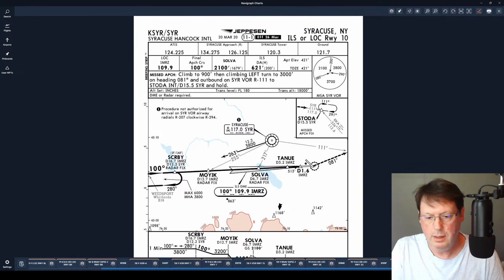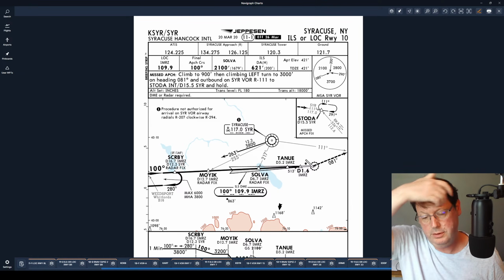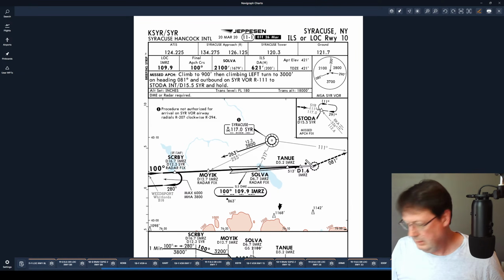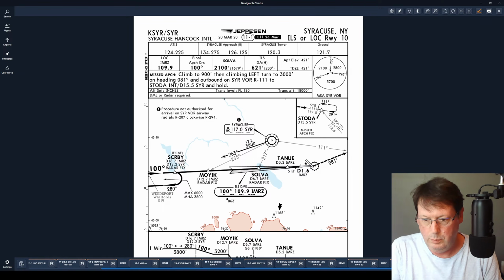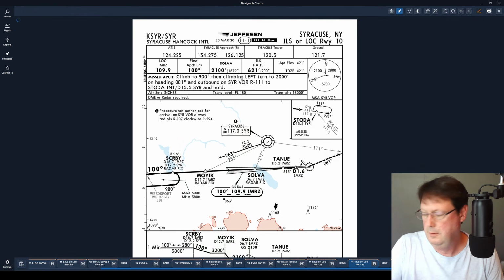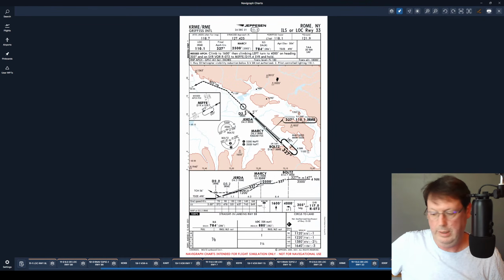All right, I got nothing else to do. I'll fly it. Let me load Microsoft Flight Simulator. Let me set up my Bravo. And what we're going to do, we're going to fly this ILS approach right here. And we're going to put in some nasty weather and we're going to have ourselves a good time.